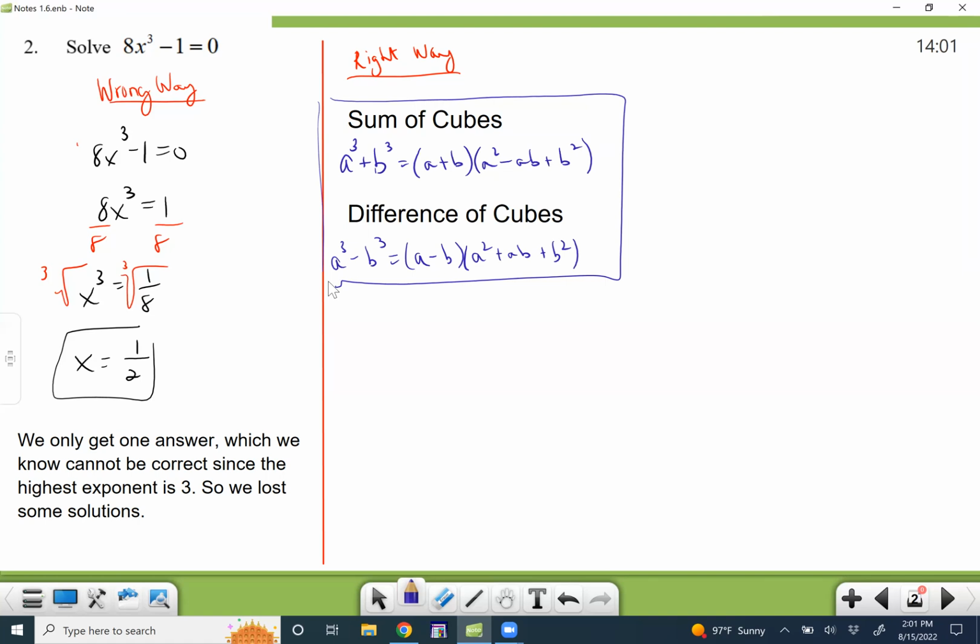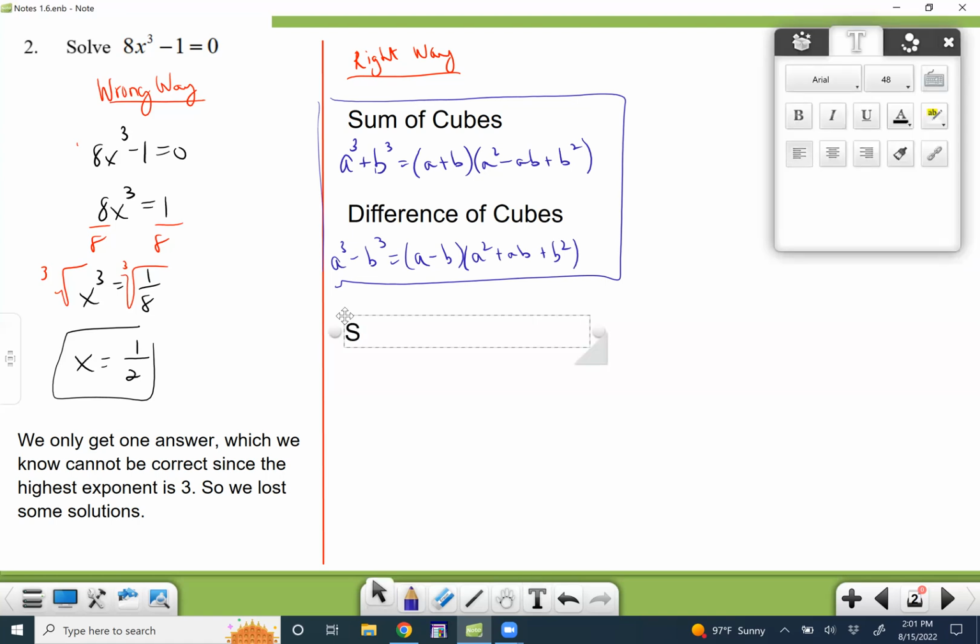Now, there is an acronym to help you remember. It's called SOAP. The S stands for the same, the O stands for opposite, and then AP stands for always plus or always positive. Same sign, opposite sign, always plus.